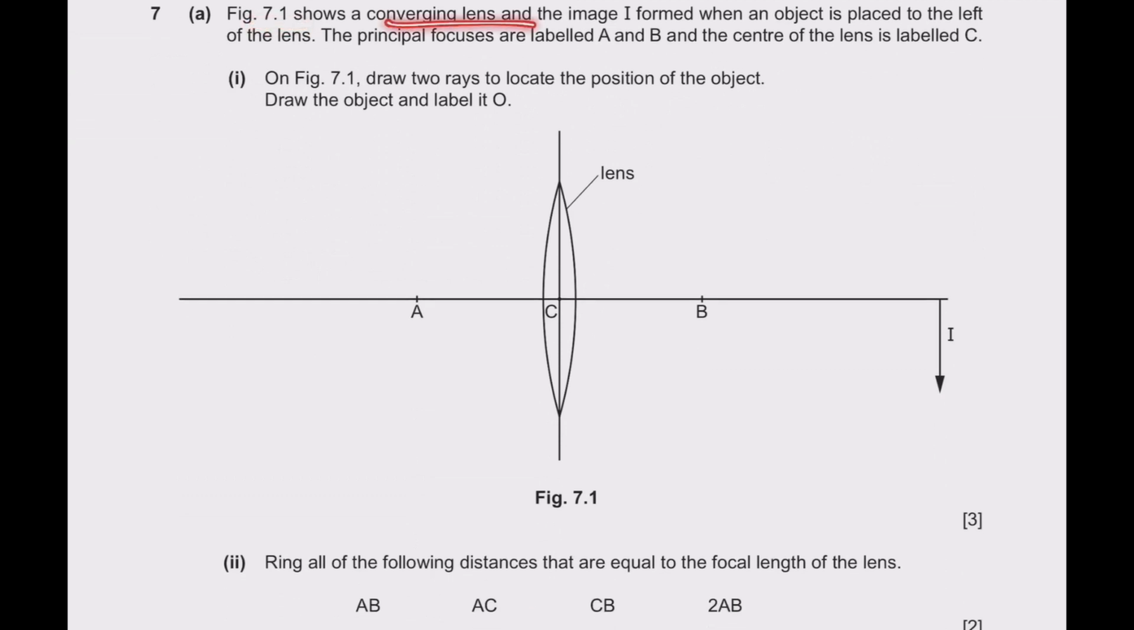Figure 7.1 shows a converging lens and the image I formed when an object is placed to the left of the lens. The principal foci are labeled A and B, and the center of the lens is labeled C. This is C, the optical center. Now on figure 7.1, draw two rays to locate the position of the object. Draw the object and label it O.